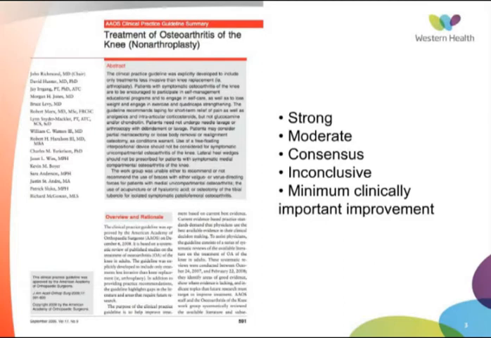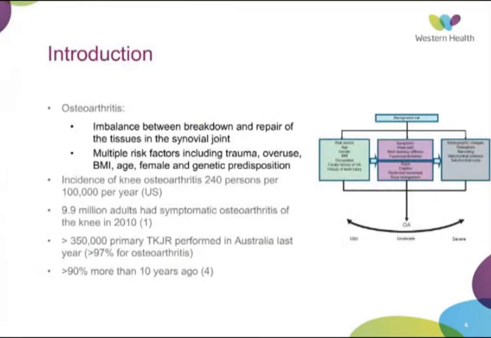Introduction, so osteoarthritis is basically a breakdown in the repair and tissues in the synovial joint. We know there are multiple risk factors: trauma, overuse, increasing BMI. So we use that now, Mr. Hoare, not fat. You get in trouble if you say that. Age, so increasing age, females, and genetic predisposition.